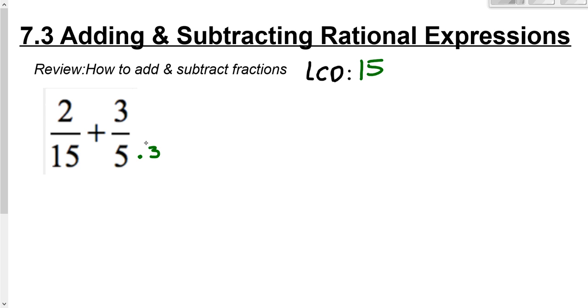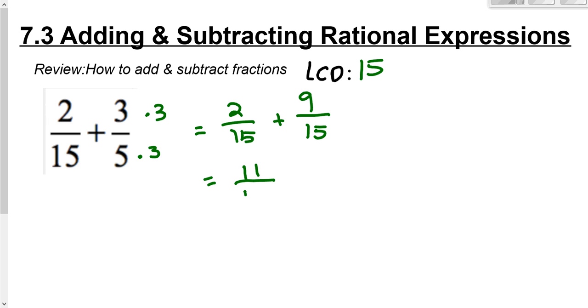So now if I multiply that denominator by 3, I also have to multiply the numerator by 3. I'm keeping 2/15 the same because it already has that denominator of 15, plus 3 times 3 is 9 over 5 times 3 is 15. Now I can add these. So I'm going to add my numerators. 2 plus 9 is 11, and your denominators stay the same. And that is our answer.